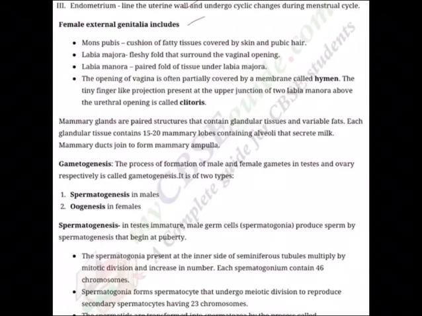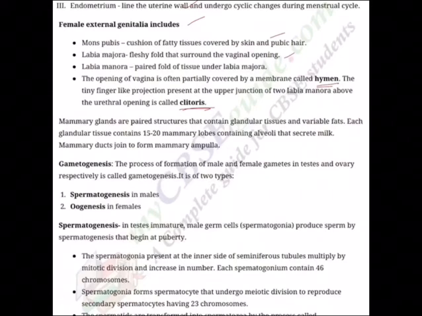This includes the mons pubis, a cushion of fatty tissue covered by skin and pubic hair, and then the labia majora, fleshy folds that surround the vaginal opening, and the labia minora, paired folds of tissue under the labia majora. The opening of the vagina is often partially covered by a membrane called the hymen. The tiny finger-like projection present at the upper junction of the two labia minora above the urethral opening is called the clitoris.